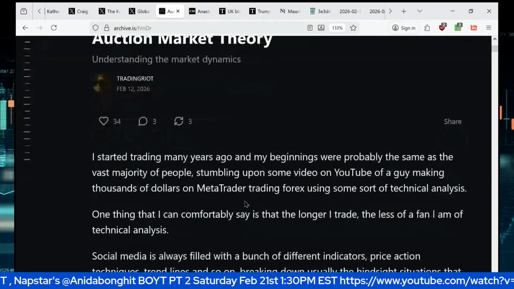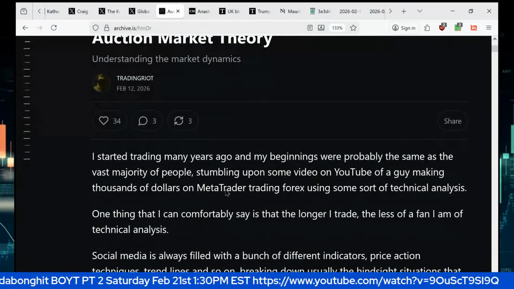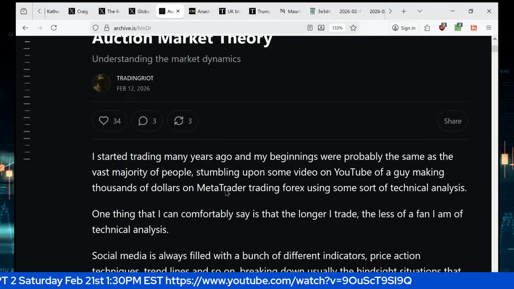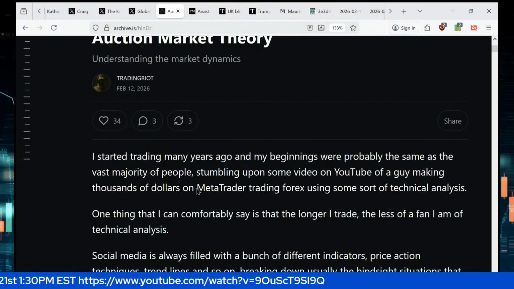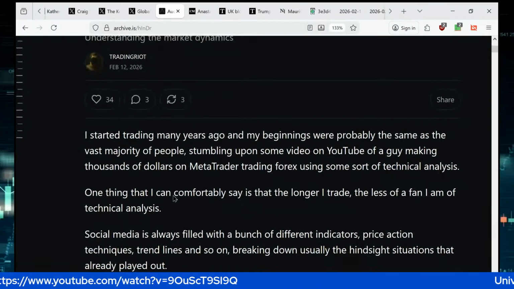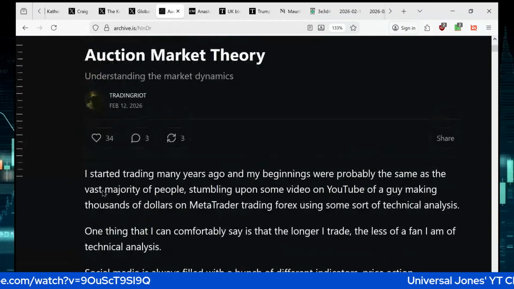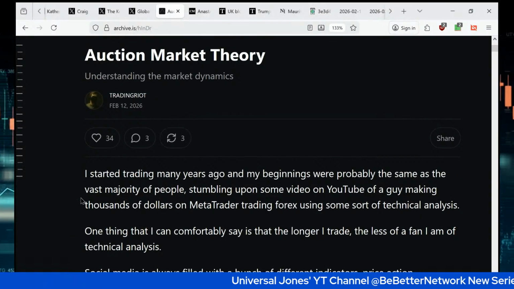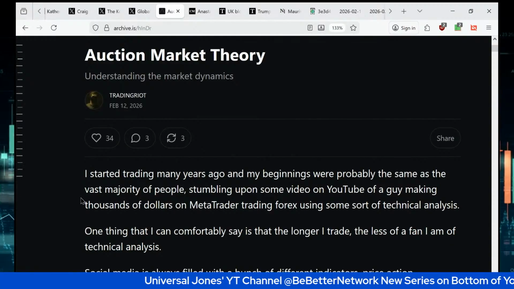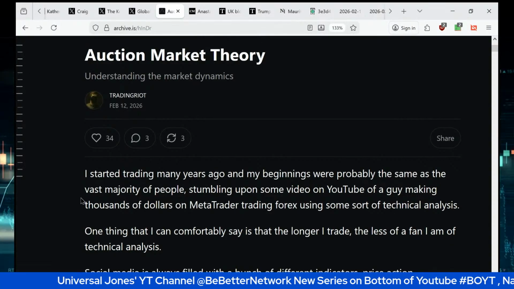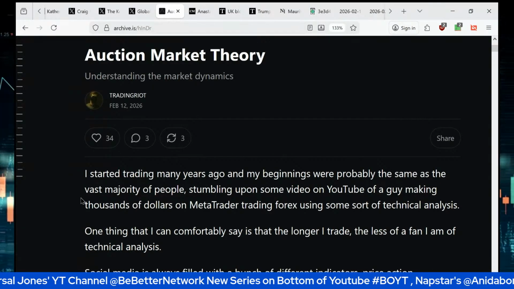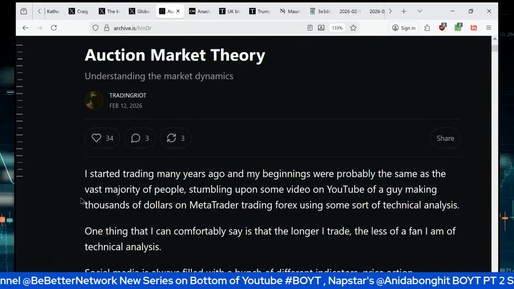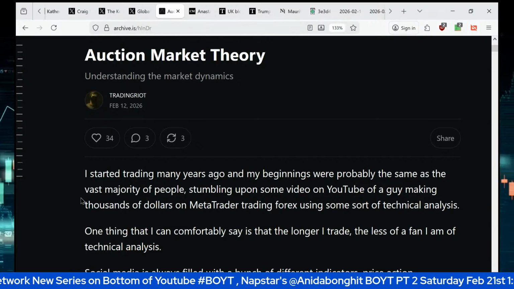Now I've talked about looking at effort and result in terms of volume versus price action. Now I'm gonna get into the weeds here. This might interest some of you who like a more analytical way of looking at it, because when I look at the charts, it's sort of more broad, big picture, right?